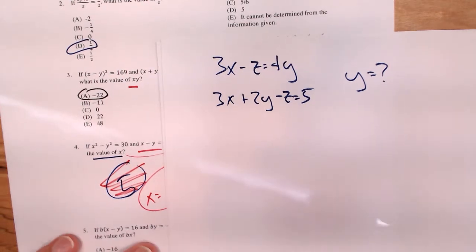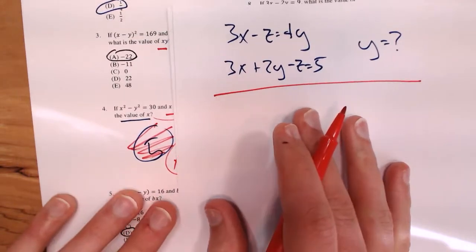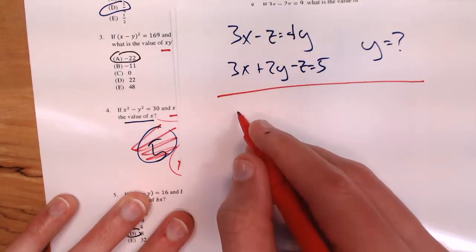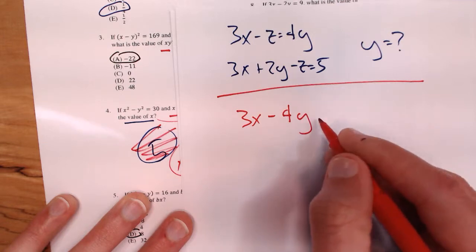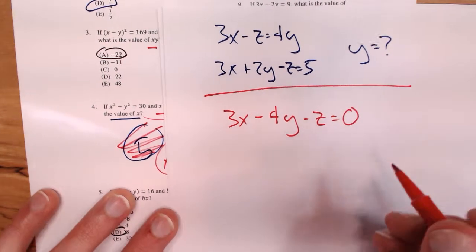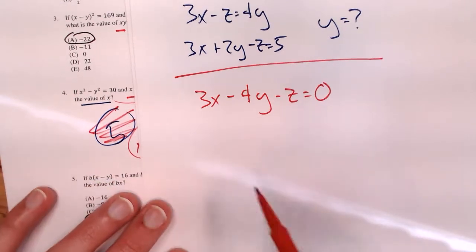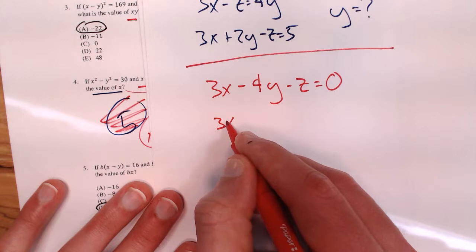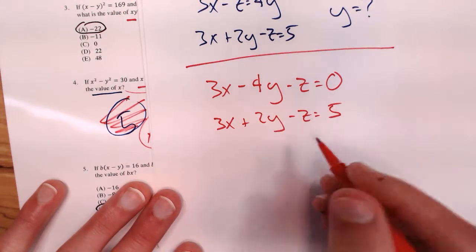Okay, so let's look for a trick here. I would like to write these in the same order. By that I mean I want to put all the variables on the same side. So I'm going to change this equation a little bit. I'm going to change it to 3x minus 4y minus z equals 0. So all I've done is subtract 4y from both sides, and I've written it basically in alphabetical order. Okay? And now the next equation is 3x plus 2y minus z equals 5.